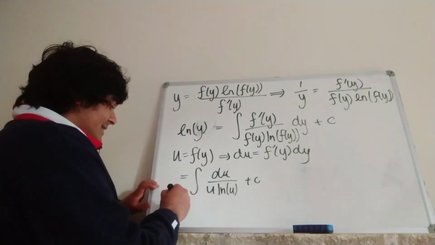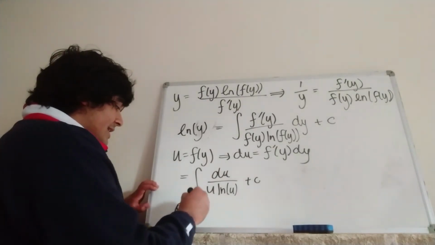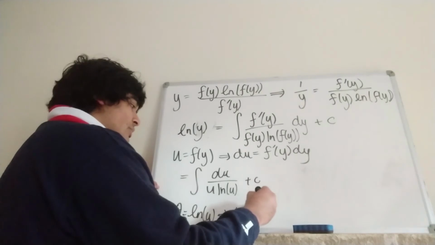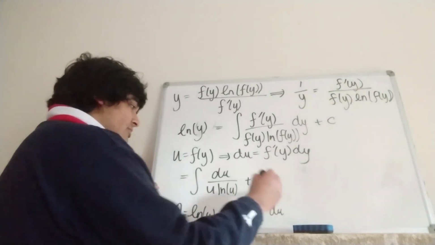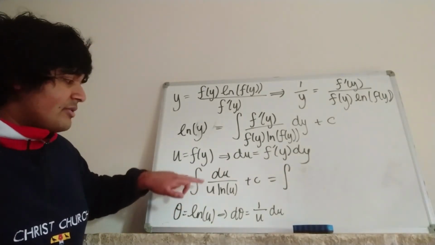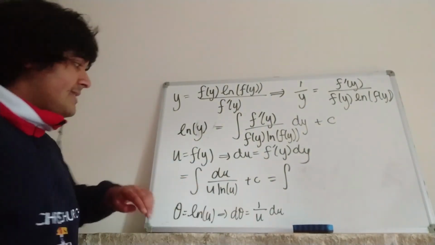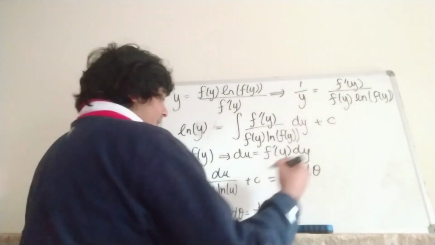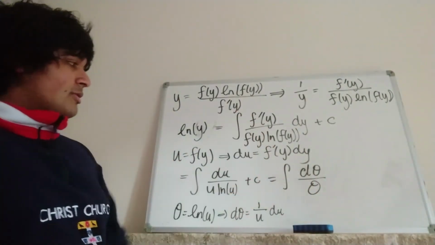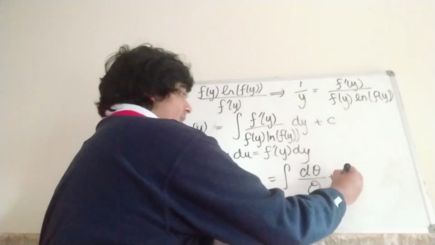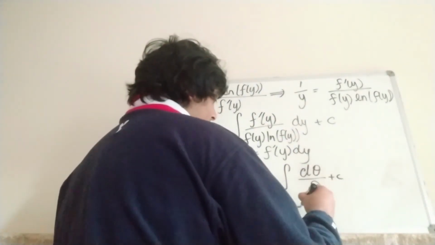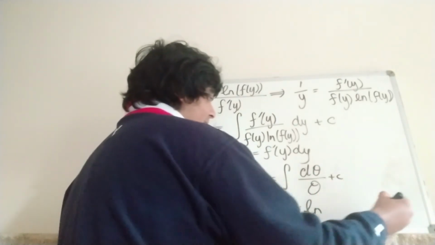We're going to say let theta equal ln of u. So then that of course means that d theta is equal to 1 over u du. So this integral here now becomes the integral of, well, du over u is just this thing here, so d theta, then divided by ln u, which is just theta. So that thing there, and then of course plus c. And this integral here is just ln of theta. Let me write it here, ln of theta plus c.